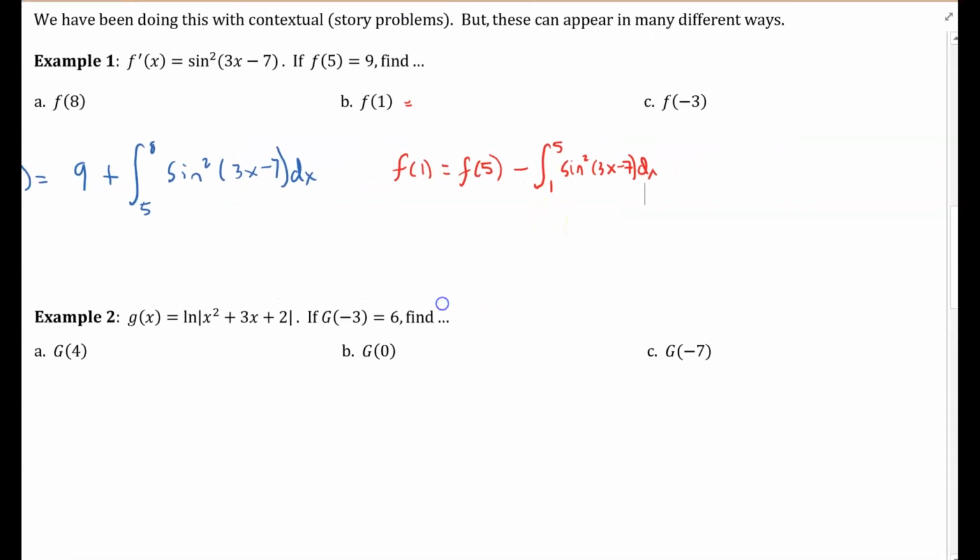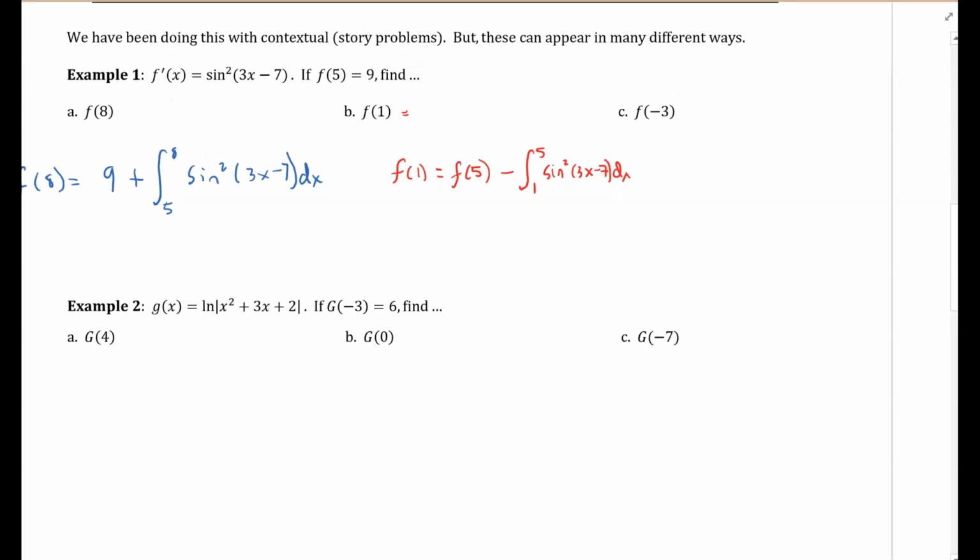Okay, I'm taking that away from f of 5, my starting value. And lastly, for c, I'm just going to go ahead and set this up. F of negative 3. If I want this function value, I know that f of 5 is 9, and again I'm going to subtract the area from negative 3 to 5 of our function, sine squared of 3x minus 7 dx.